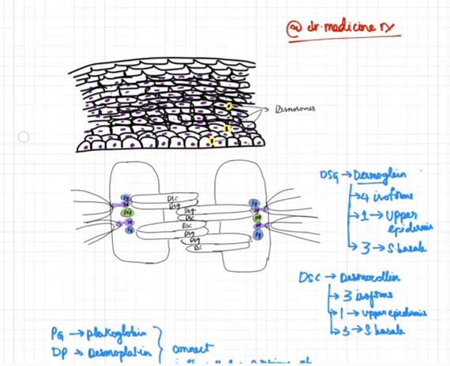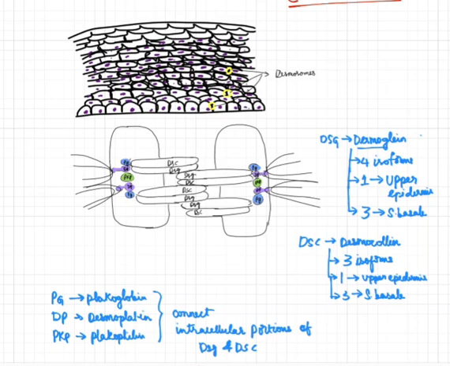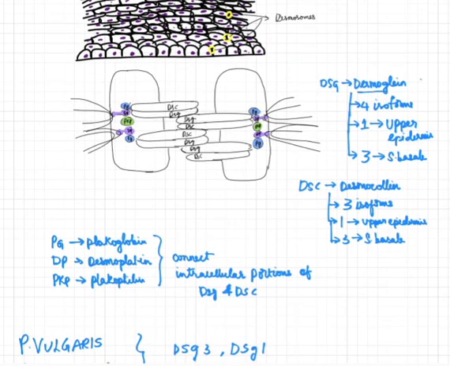These desmosomes, in their ultrastructure, have certain molecules. These include the desmogleins, the desmocollins, and the plakoglobins, desmoplakins, and the plakophilins. These ultrastructural molecules are really important in maintaining the structure of the desmosomes, and these are the basic target proteins that are affected in various types of pemphigus.